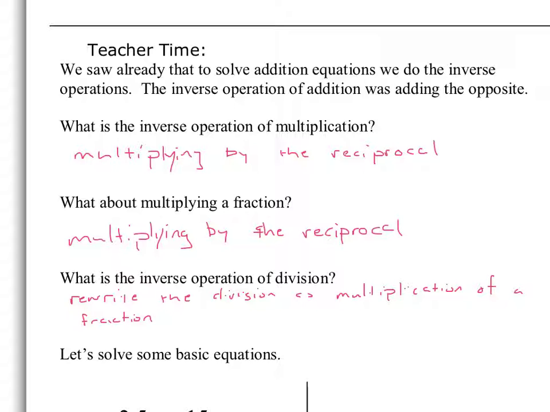And then once it's multiplication of a fraction, then what can we do? Once it's multiplication of a fraction, what's our inverse operation there? Dahlia? Multiply by the reciprocal. So that makes it really easy. Alright, so let's solve some basics.